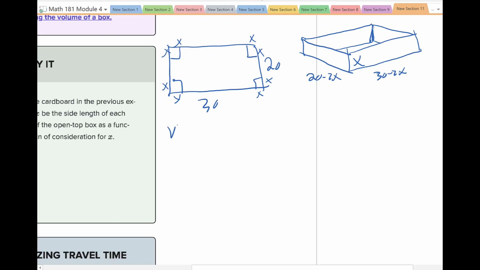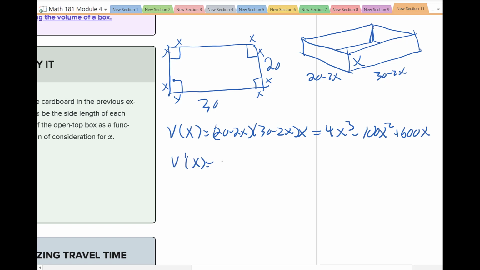So the volume in terms of x is going to be 20 minus 2x times 30 minus 2x times x, and that's going to be 4x cubed minus 100x squared, plus, sorry, that's 100, plus 600x. So our derivative, V prime, is going to be 12x squared minus 200x plus 600.